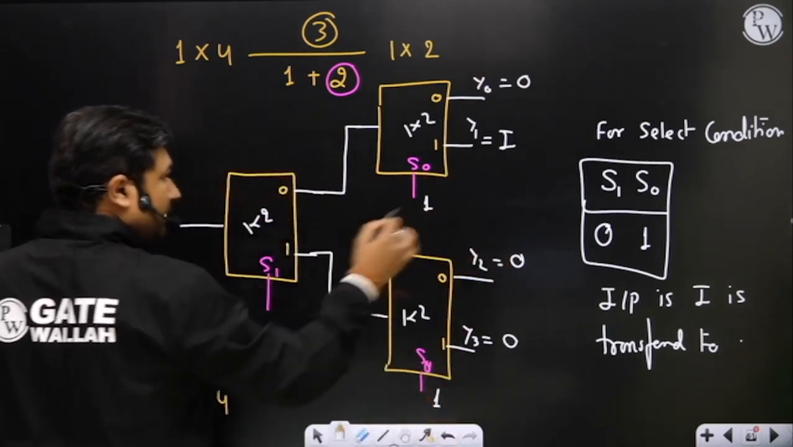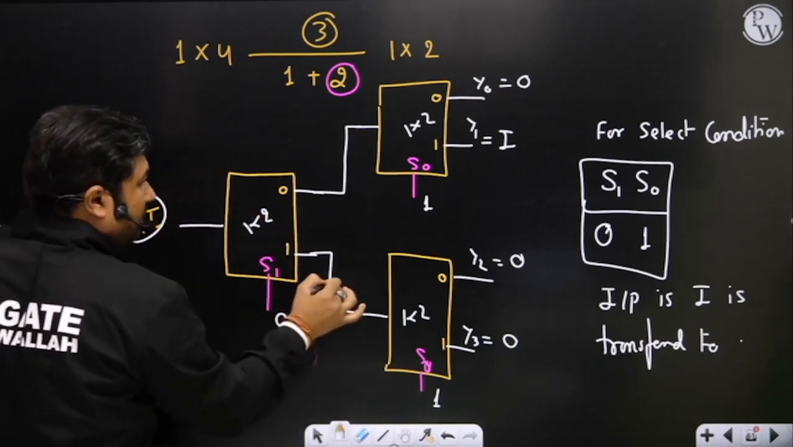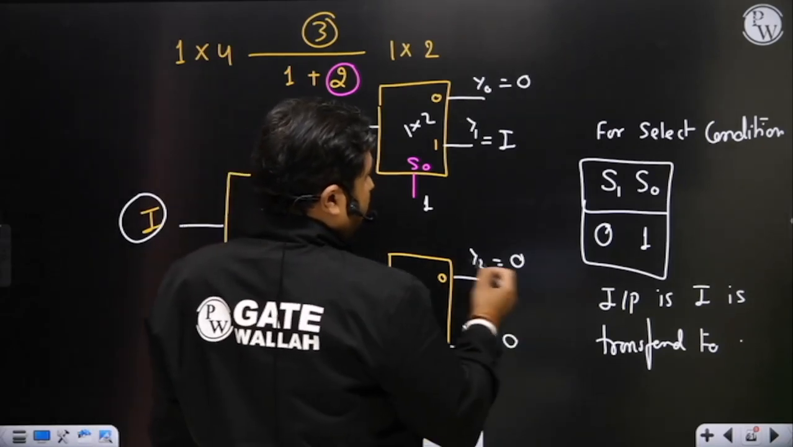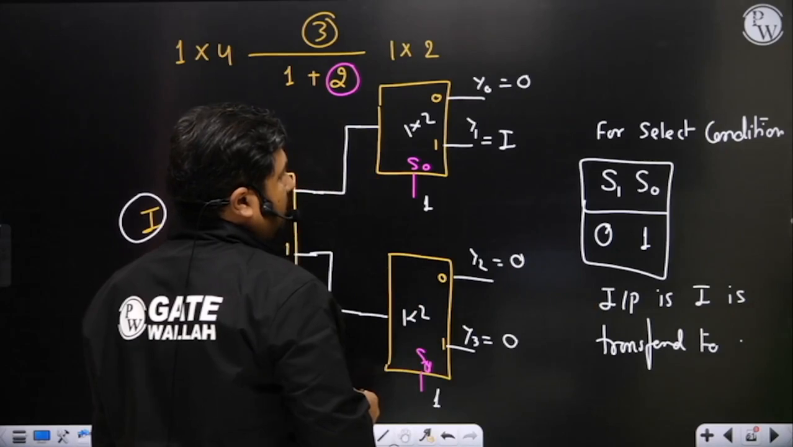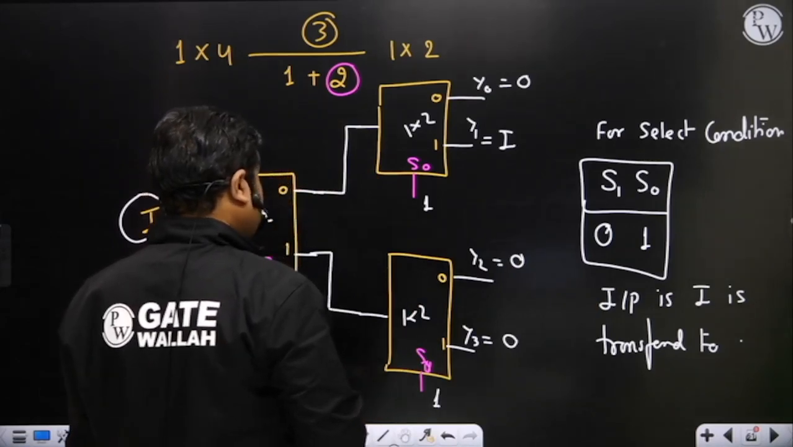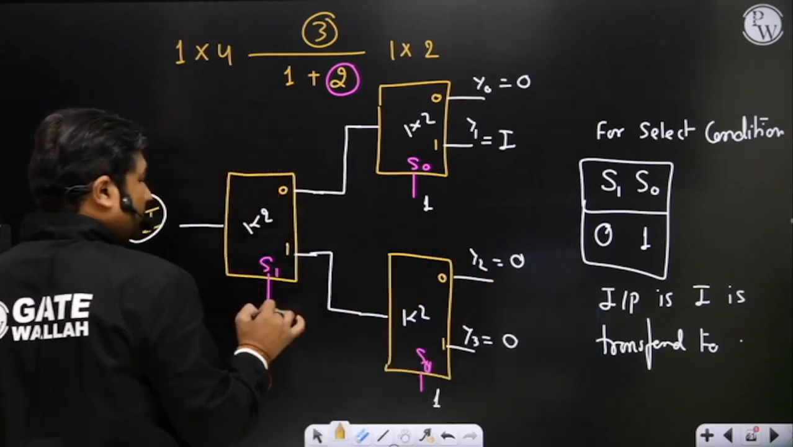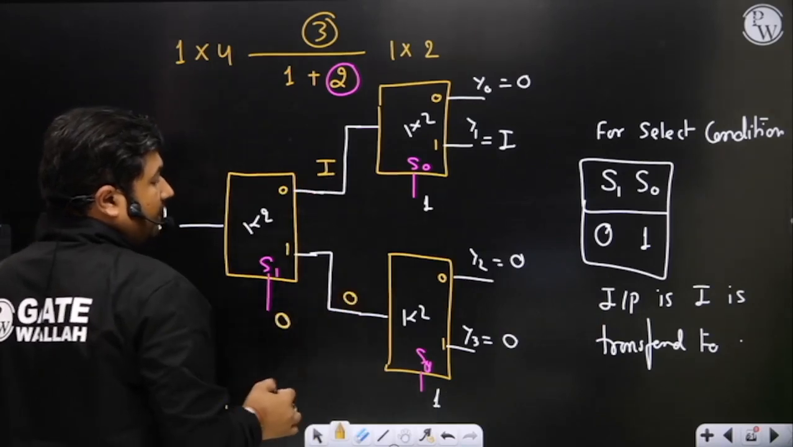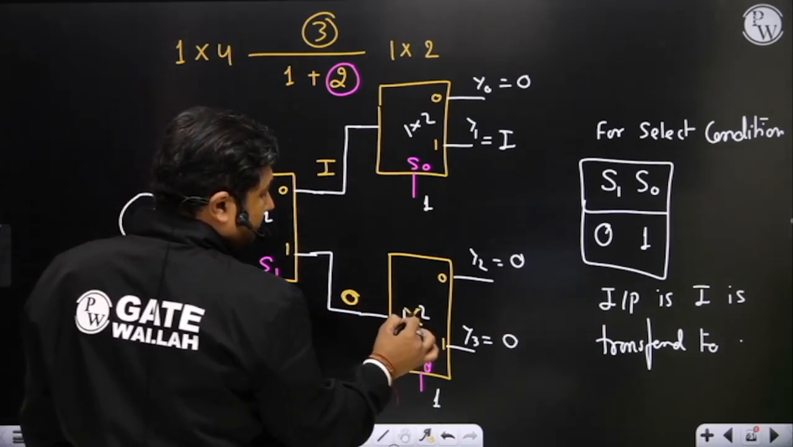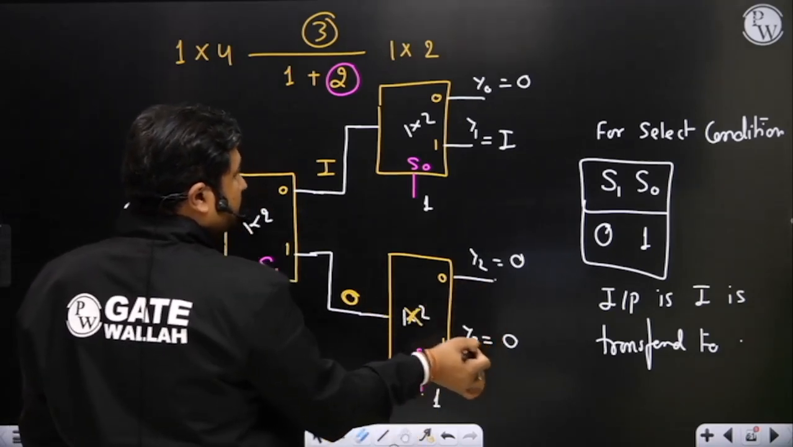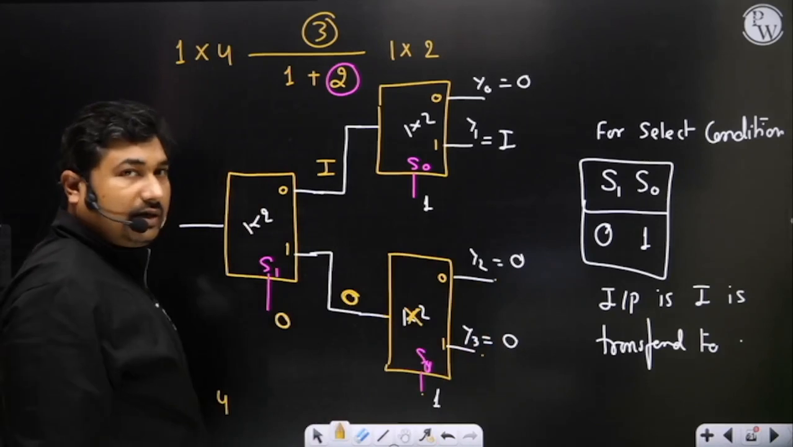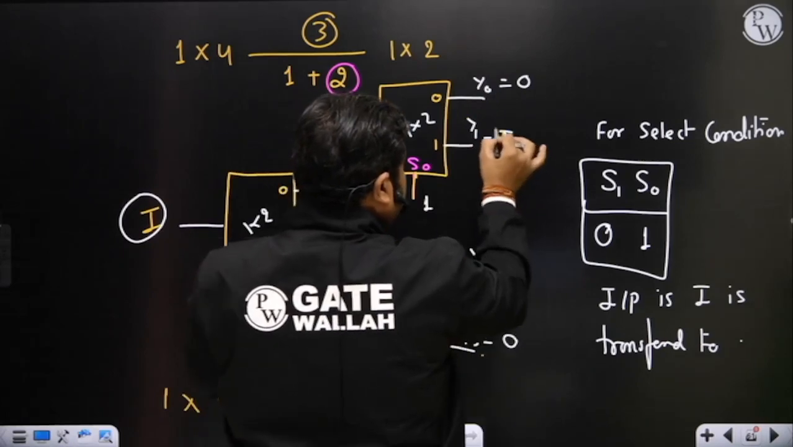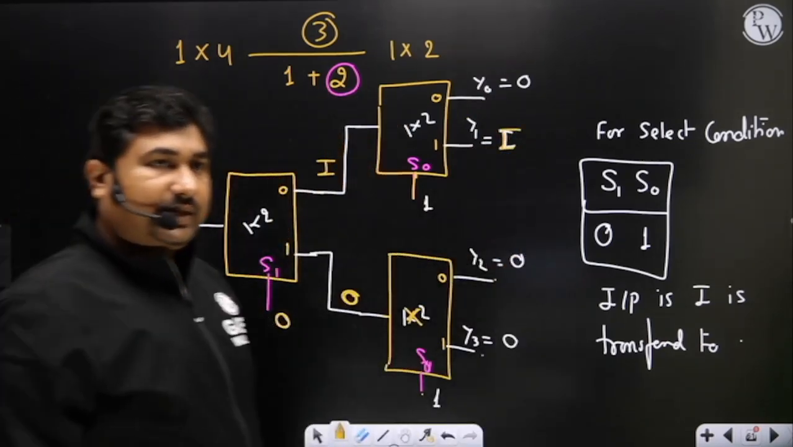S0 is 1 and S1 is 0. So this I is going to be transferred to here, and this will become 0. Now if this is 0, then it doesn't matter whatever the select line is, both will be 0, 0, because the input is connected with all. And if this is I, then for this to be high, the input is transferred to the high pin. So you can observe clearly. Is it okay?